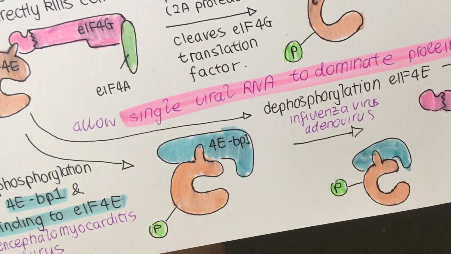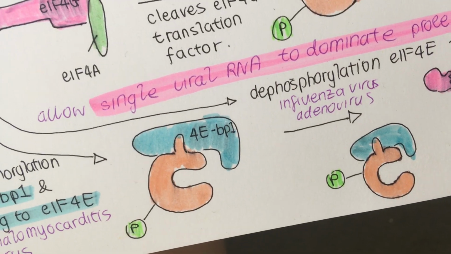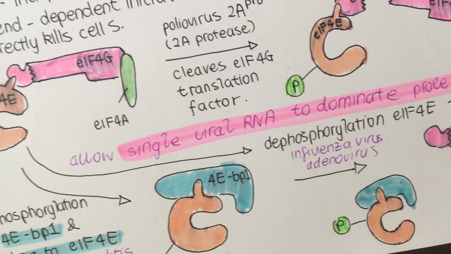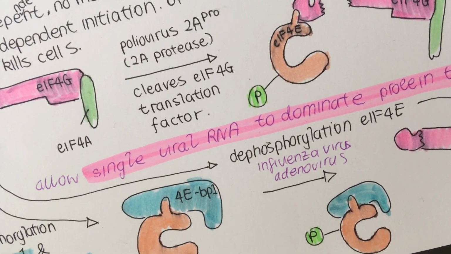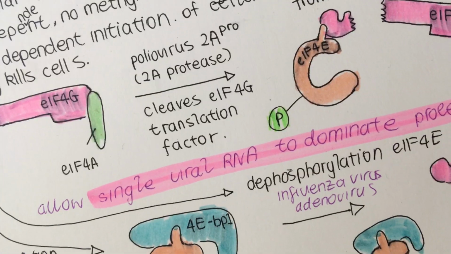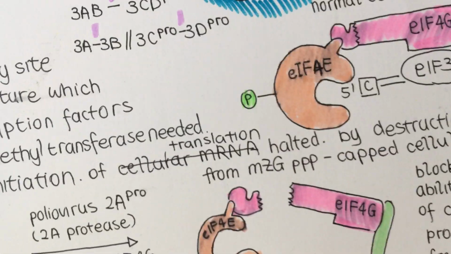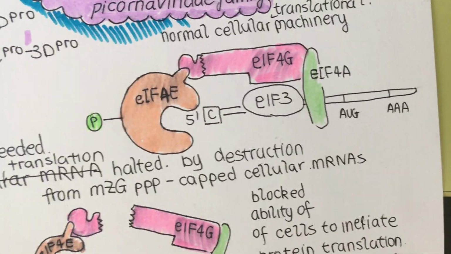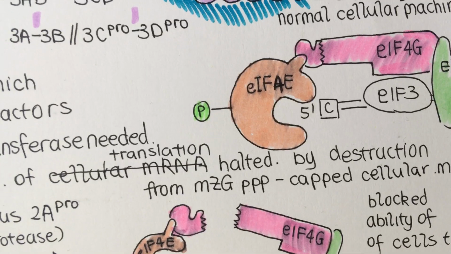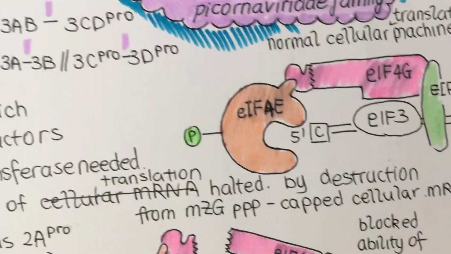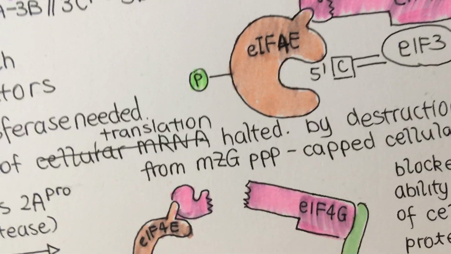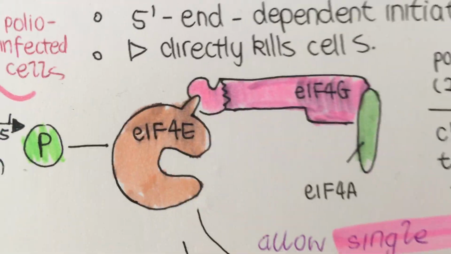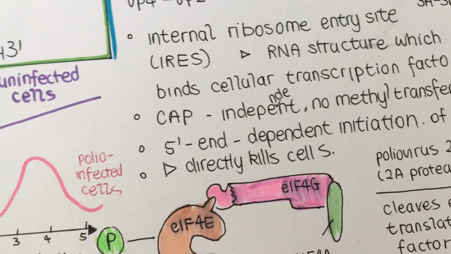Poliovirus causes less host protein production and thus harms the cell. So how does this stop normal cellular translational machinery from occurring? Over here we have the normal translational machinery that must be present for proteins to be produced. But what the poliovirus does is that it can use one of two steps.